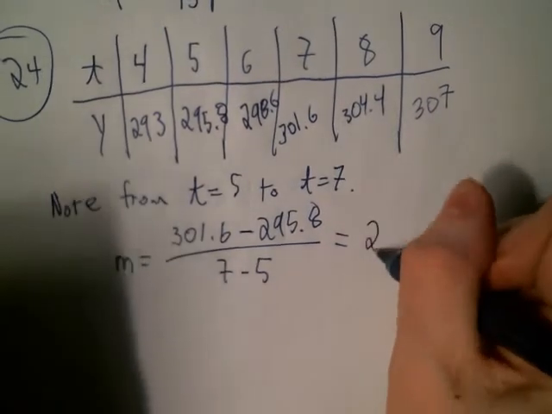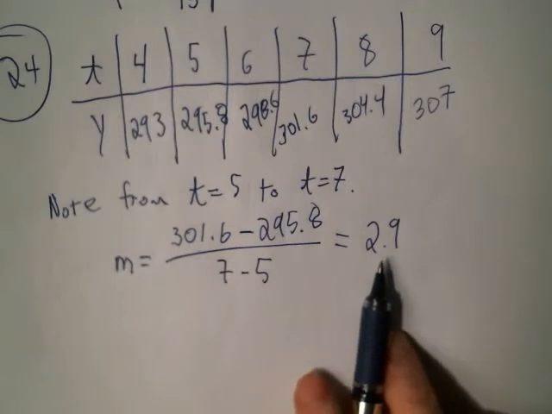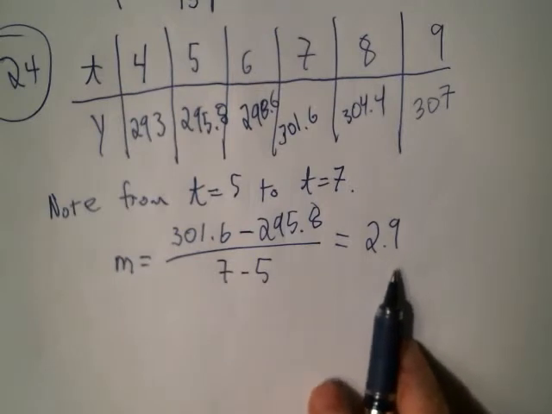And I'm looking at 2.9. So for that range, the population is going up 2.9 million. Okay, so you could do an estimate per year and say that the population is increasing by 2.9 million per year.